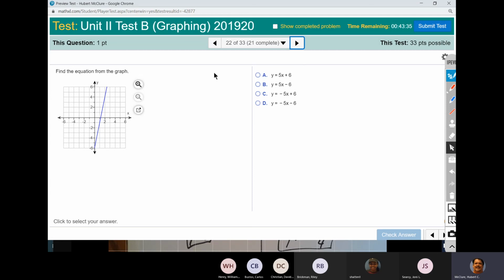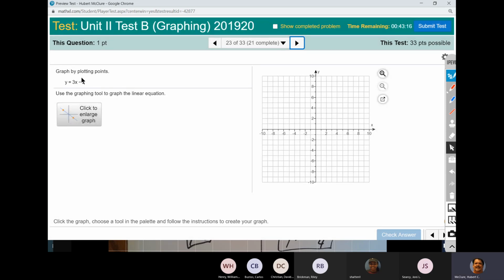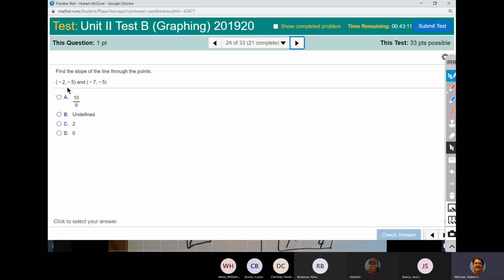Oh, can't stop yawning. Okay, we are out of time. And you see the rest of them. Find the equation, find 2 points. This is like the first question we did. Find an equation. Graph method 1. Calculate the slope, but you don't have to because it's a vertical line. No, I'm sorry, horizontal line. That's a horizontal line.